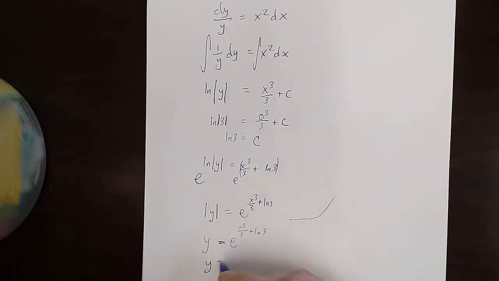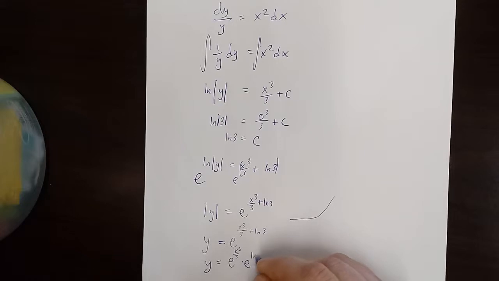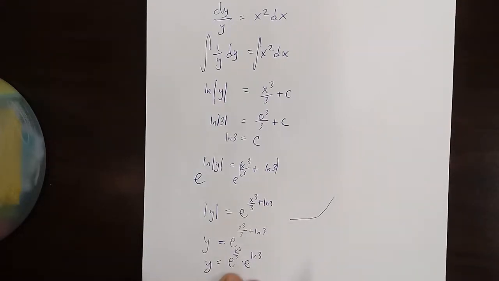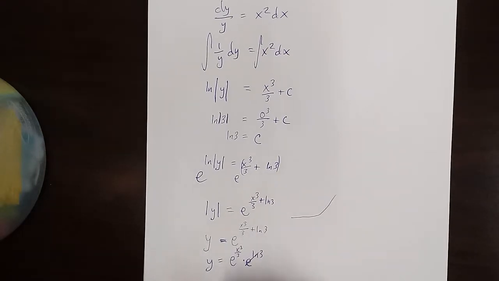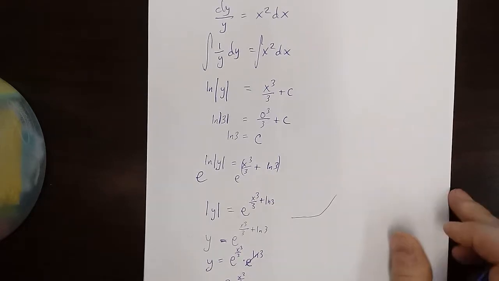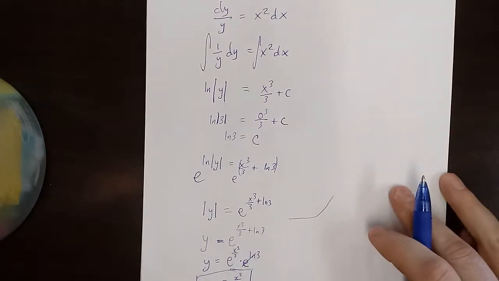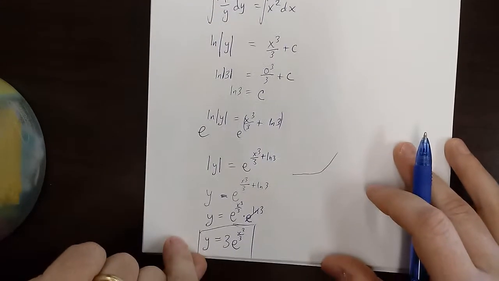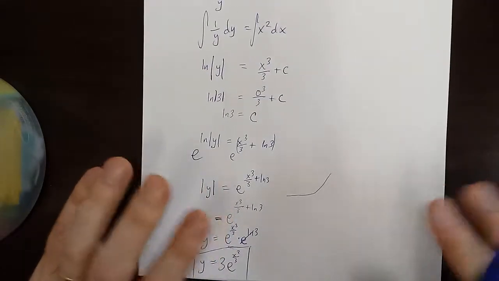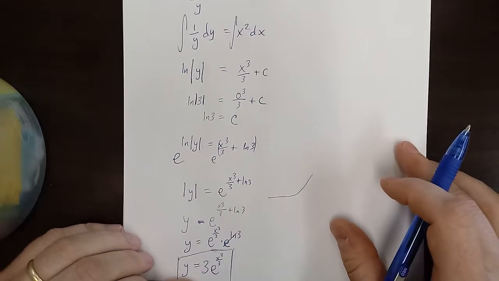So y is equal to, remember, plus means we can say it's e to the x cubed over 3 times e to the ln 3. And remember what we said earlier, e to the ln, they just cancel each other out, and it's just going to be a 3. So I can write this as y is equal to 3 e to the x cubed over 3. And there is my solution to the differential equation at (0, 3). There it is. So again, this is the undesirable way.